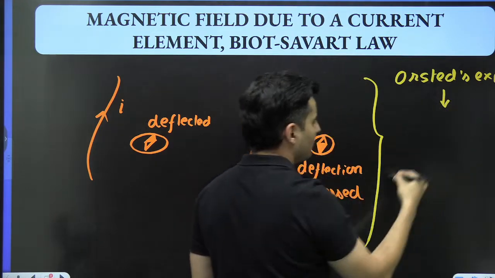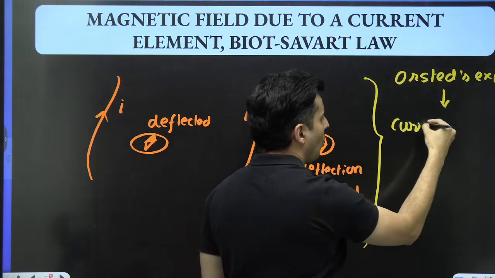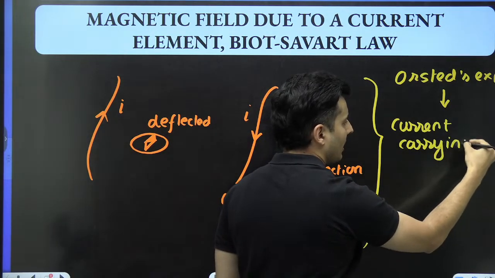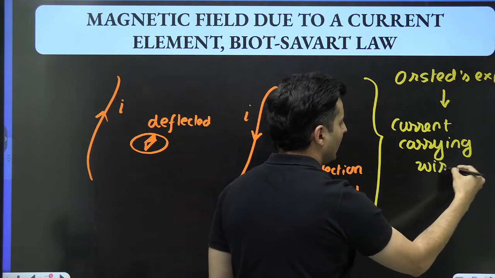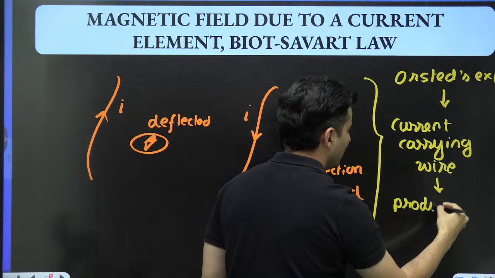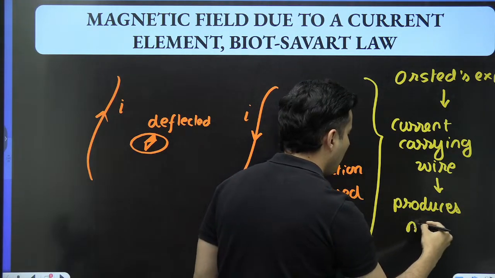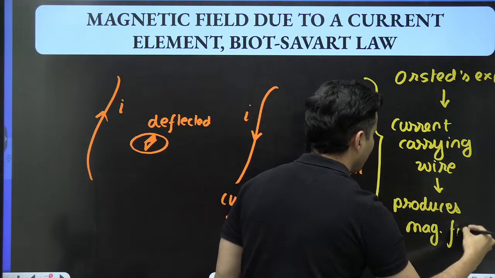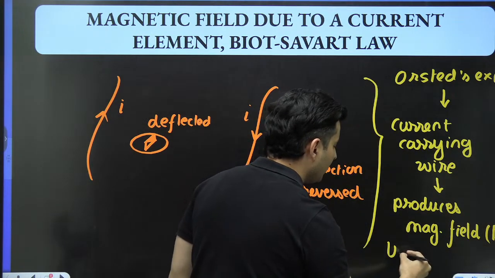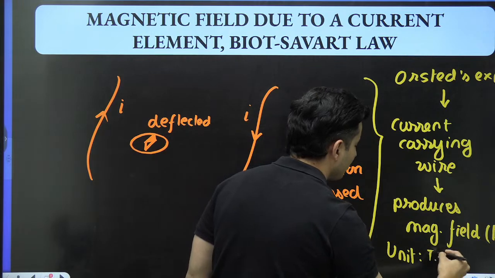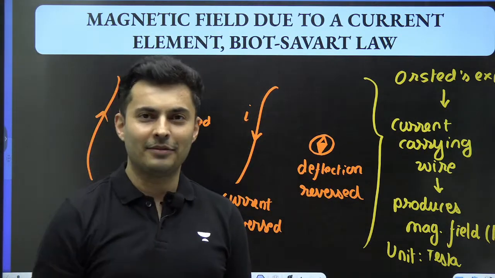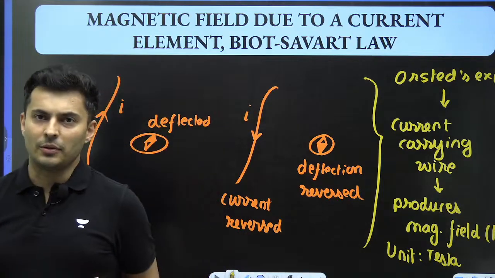What did Oersted's experiment say? That whenever you have a current carrying wire, that particular current carrying wire generates a magnetic field around it. Remember, the symbol for magnetic field was B, and the unit for magnetic field was basically Tesla. Tesla is the SI unit of magnetic field. That's what he was able to conclude.